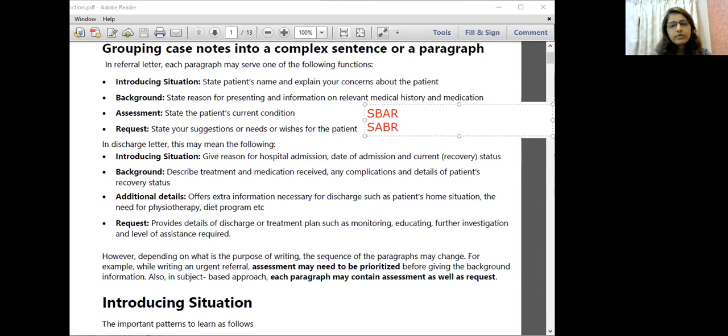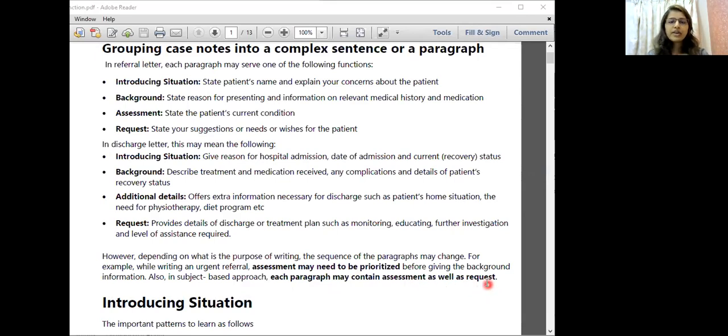Okay, now another approach that we have been discussing so far about organizing information is the subject-based approach, right? We discussed that when we looked at writing session 2, when we looked at different types of letters and kind of rearranged the paragraphs or rearranged the information. So one of the ways in which you can have your paragraphing is to go with the subject-based approach. Now in that situation, each paragraph may contain assessment as well as request, right?